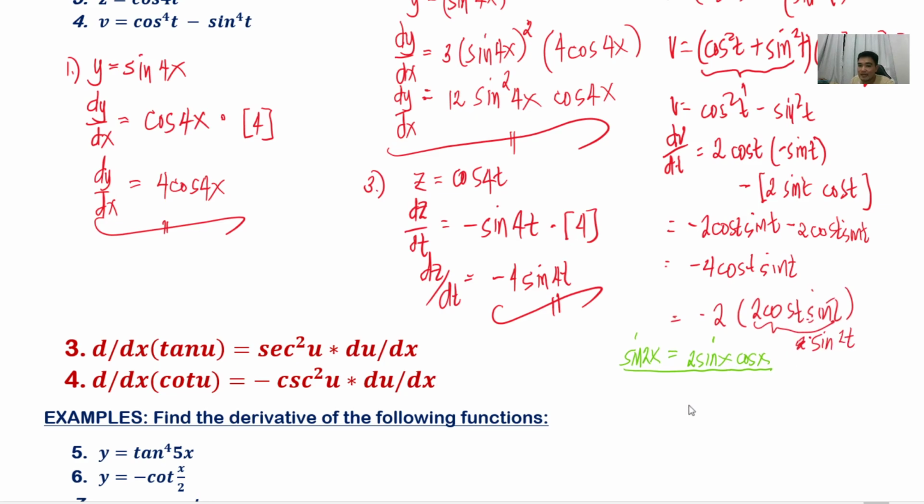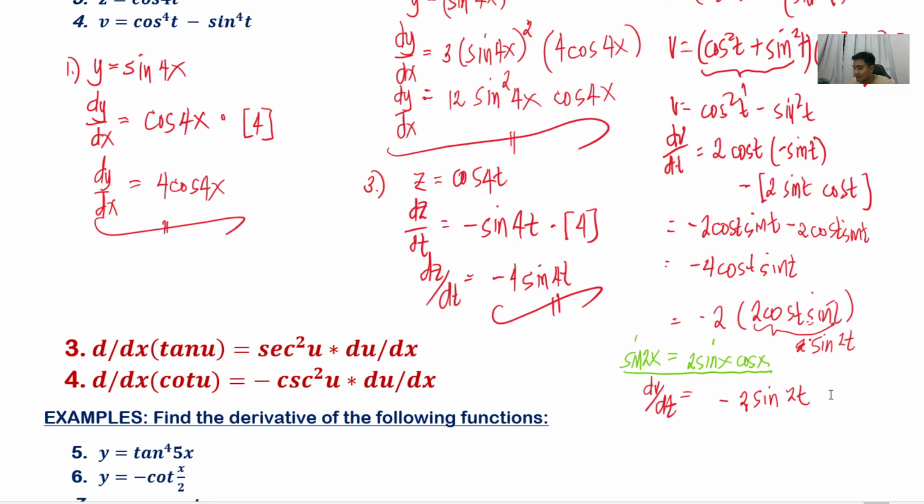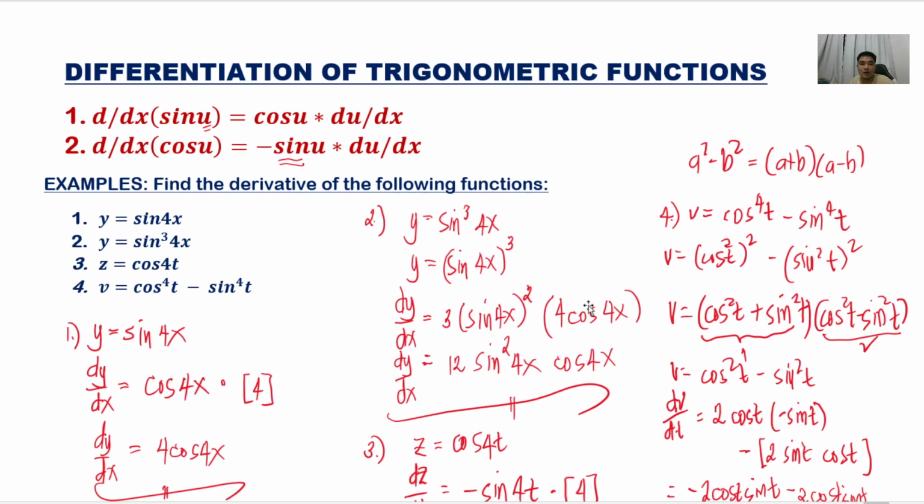So, ibig sabihin, class, if that is just equal to sine 2t, the final answer or the derivative of your v with respect to t is negative 2 sine 2t. Nakuha? That is negative 2 sine 2t. Okay? So, that's for our sine and cosine.